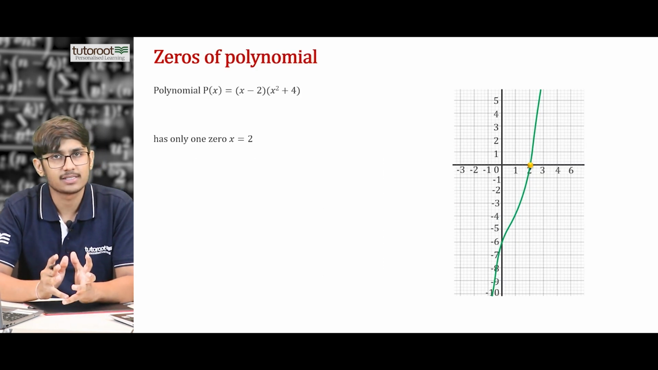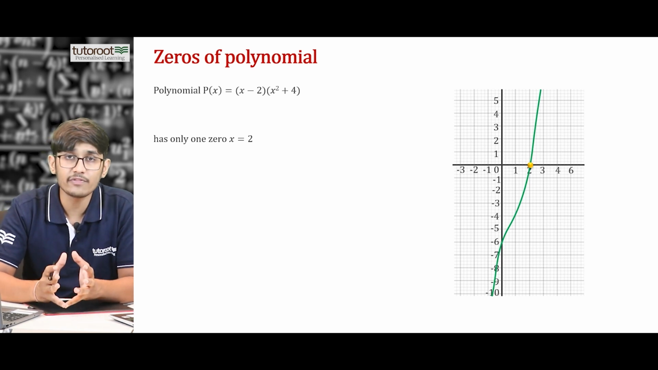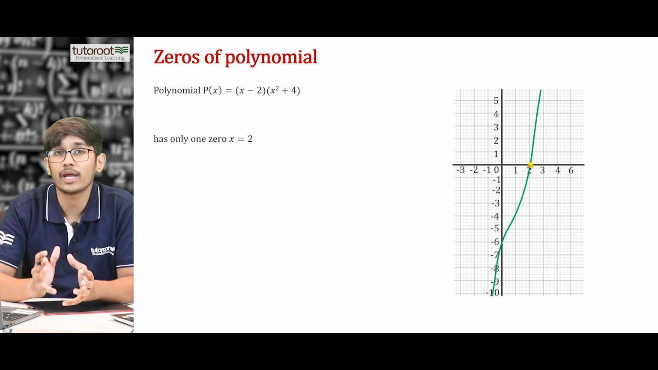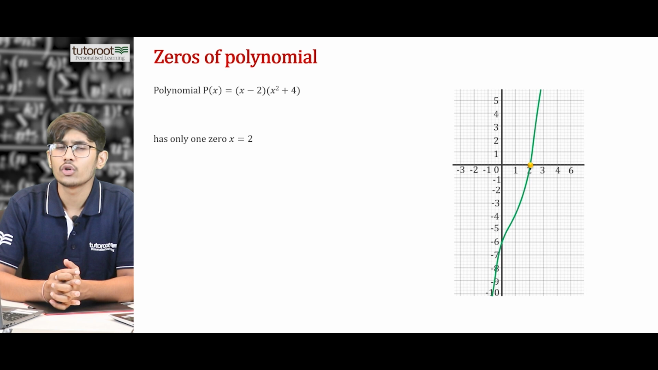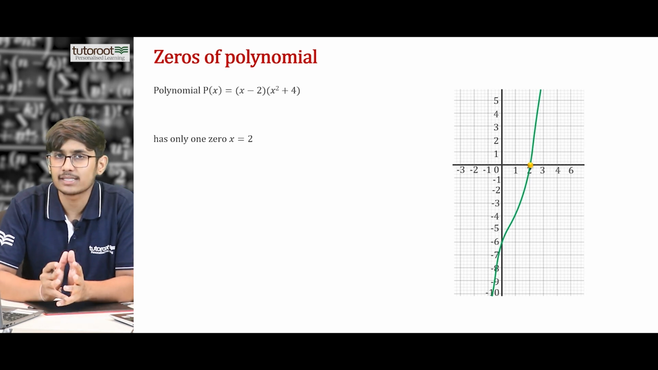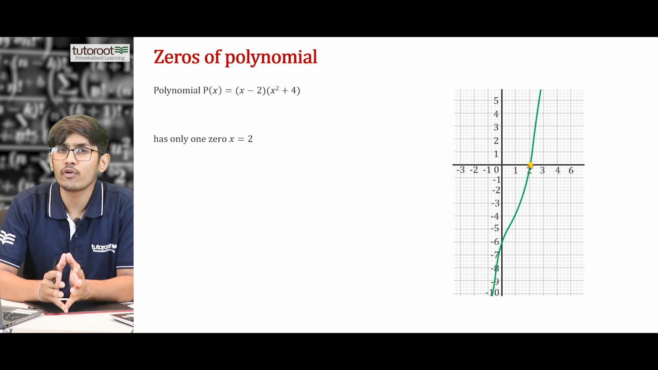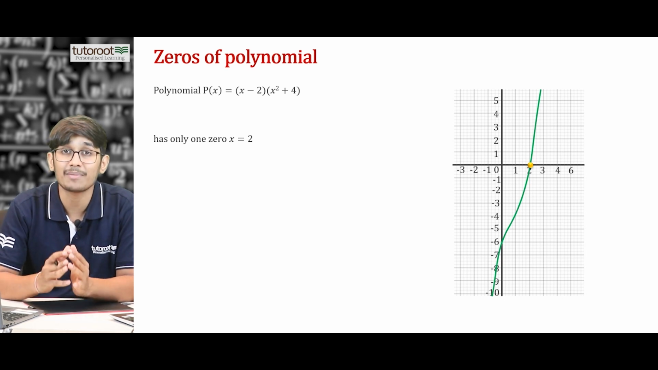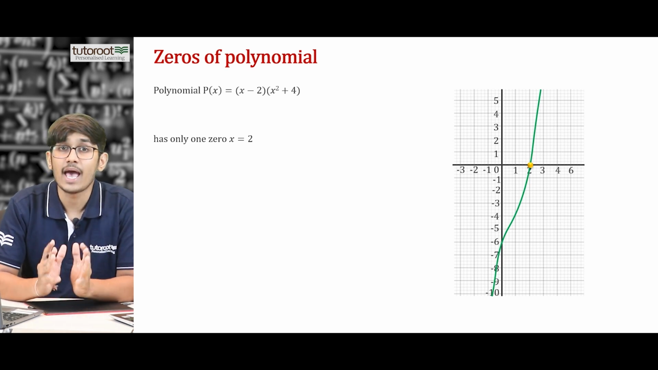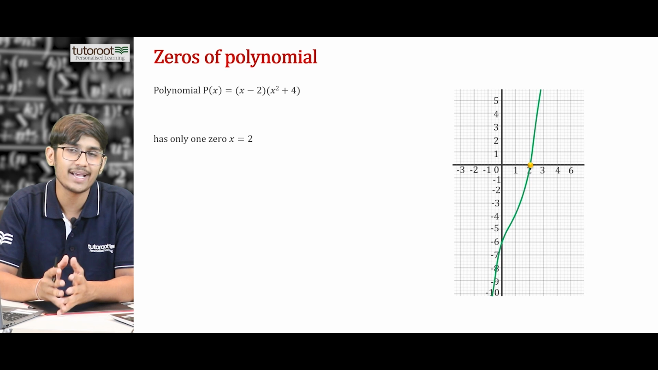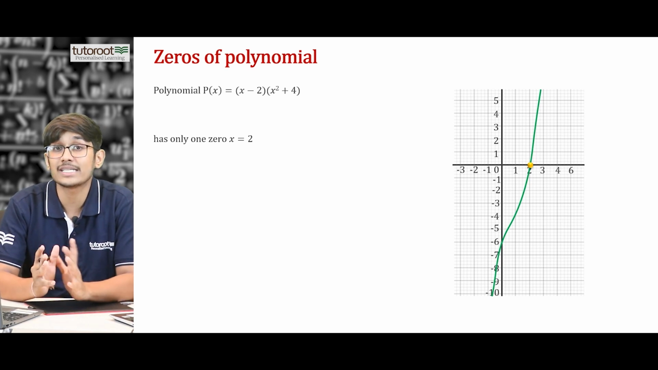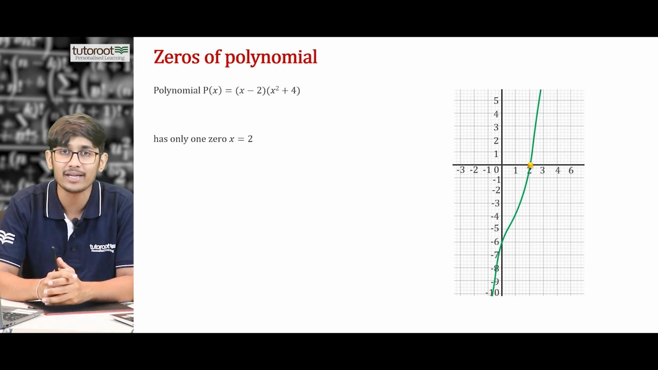Let's look at another example. The polynomial p of x equals x minus 2 into x square plus 4. Therefore, x cube minus 2x square plus 4x minus 8 has only 1 zero, x equals 2, because it is intersecting at only 1 point as it is shown in the graph.